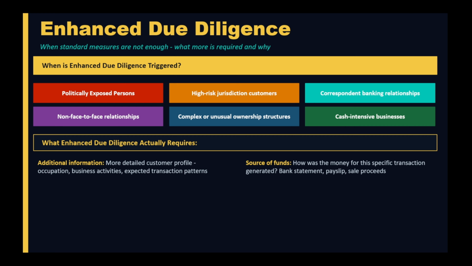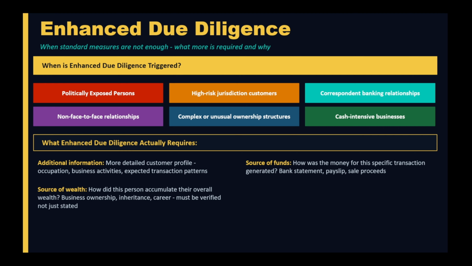Let's look at the next one, which is source of wealth. How did this customer accumulate their total financial position? Business ownership, a career, inheritance, investment returns. Again, verified, not just stated. We'll cover the distinction between source of funds and source of wealth in the next slide because it is one of the most tested distinctions in the entire domain.